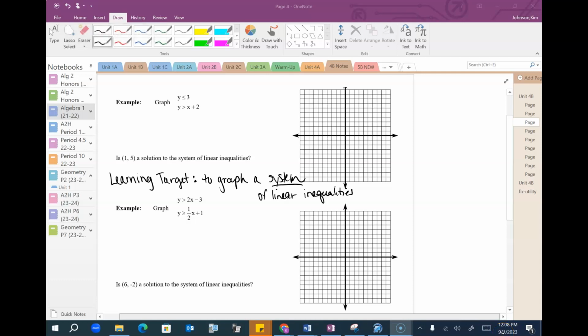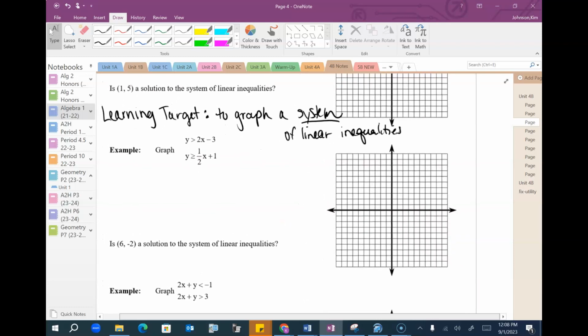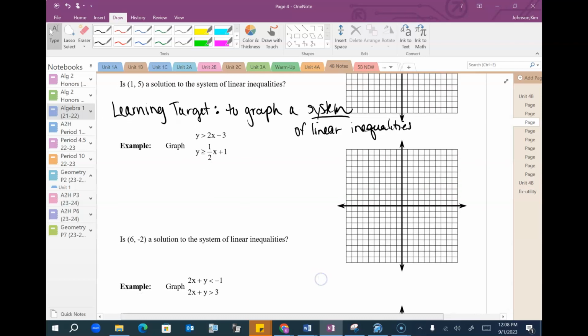Algebra 1 students. Today we are going to focus on graphing a system of linear inequalities, which takes it up a notch from just graphing a single linear inequality by itself. So in this set, we're going to make sure that we're graphing two or more inequalities on the same coordinate grid. It's going to be very similar in the graphing process as before, but we just have to be really careful when we're doing our final shading.